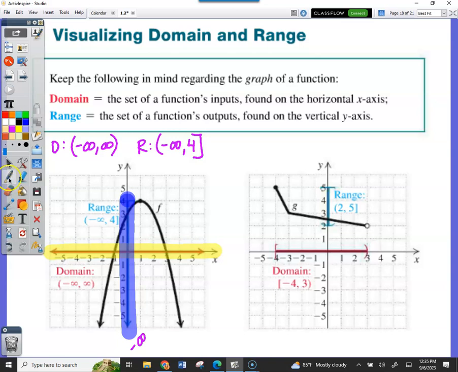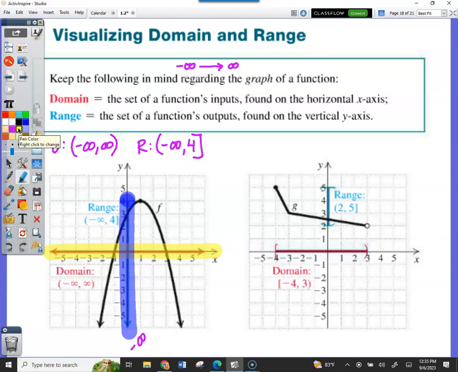Or you could say to yourself, you always read it from negative infinity to positive infinity. And that would encompass both horizontal and vertical. But it's always least to greatest, every time. So if you look here at this domain and range, I'm going to go back to my yellow.